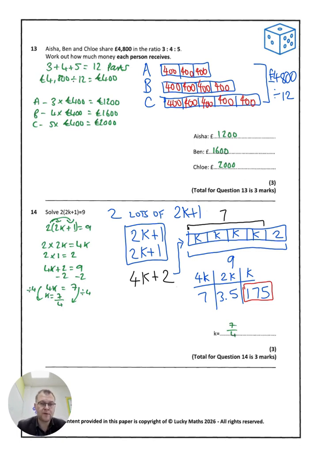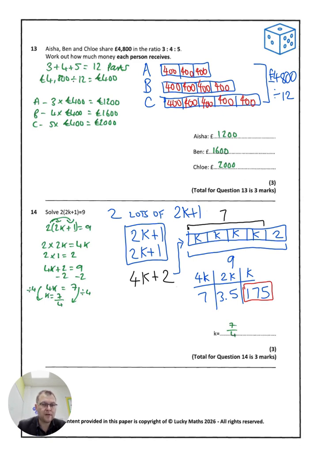Sharing ratios is definitely one of my favorite topics to do a bar model to. We've got the three people, Aisha, Ben and Chloe, represented as A, B and C. I've chosen to draw the 3, 4 and 5 boxes accordingly to match the ratios in the question, which means I've drawn out 12 boxes. And because we're splitting 4,800 into 12 parts, 400 goes in each box. Then it's a nice, easy job to add those 400s up to end up with 1,200, 1,600 and 2,000.